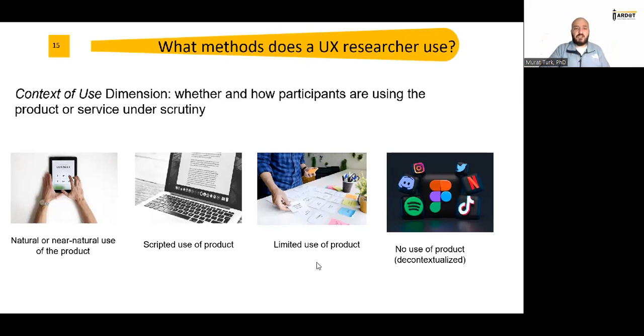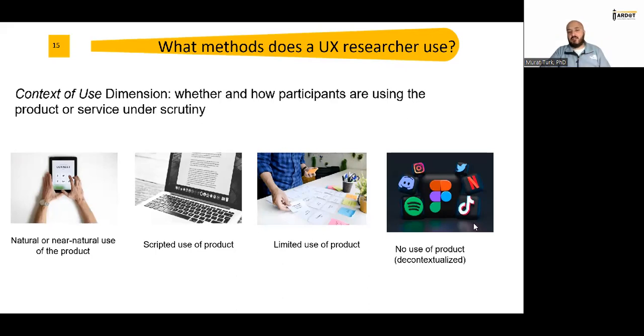Limited use of product: here the participants use only a limited form of the product, and your goal is to get a general understanding of the user experience. For example, you want to see whether a certain concept would be interesting for users, whether they would like it or not. So they will use only a limited part of the product. Maybe they will look at the information architecture of your website so that you can understand which one makes better sense to them. So you focus on a particular aspect, not the entire product.